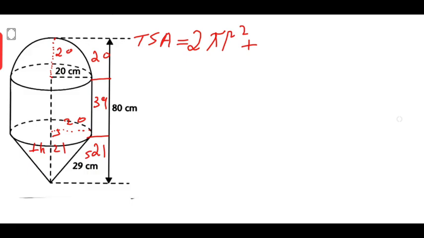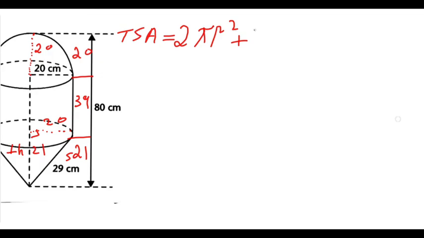2 pi r squared plus, now the lateral surface area for the cylinder is 2 pi rh, plus lateral surface area for cone is pi rs. You're only going to use the lateral surface area. You have to modify your own formula. Now, everything we have, we're going to substitute into this formula.